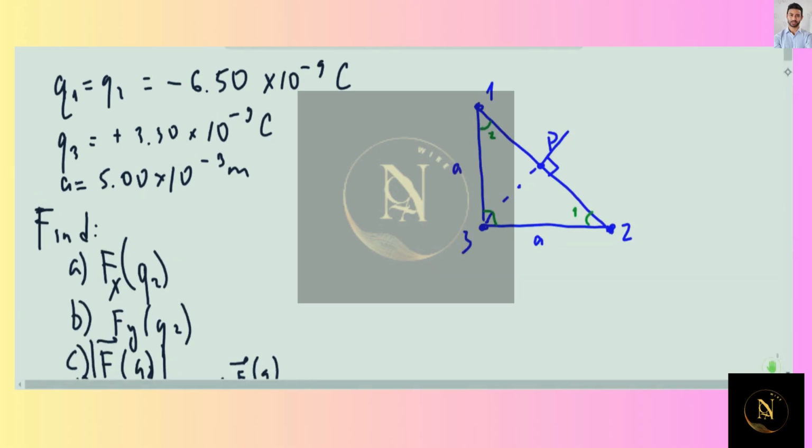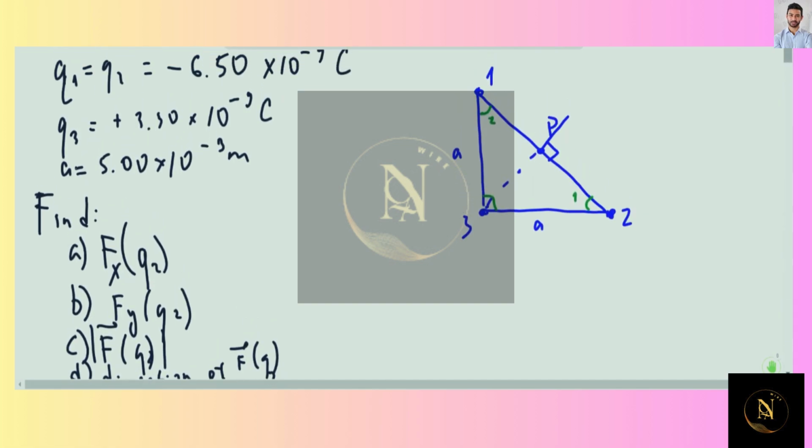Here we have to calculate the force at which field created by charges 1 and 3 act on charge 2. But prior to this calculation, we have to find angles and the dimensions in the system.